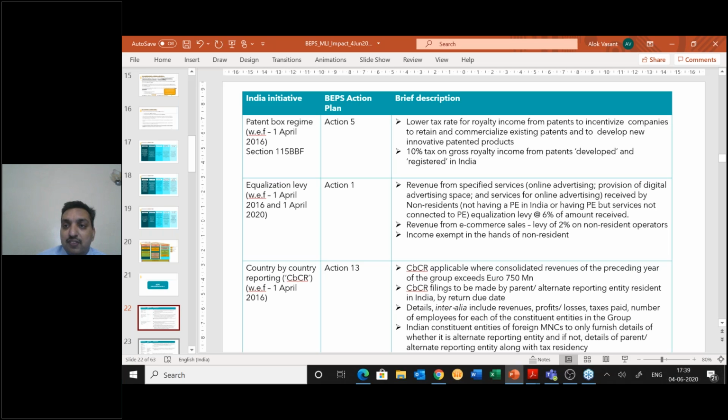There are no rules which have come out on equalization levy on this new e-commerce transactions. So one will have to just wait and see how it pans out, because the first payment due is on 7th July. There are no guidelines as to how the payment has to be done. A very interesting thing, I just wanted to talk about this. There could be questions: can India introduce such a kind of levy?